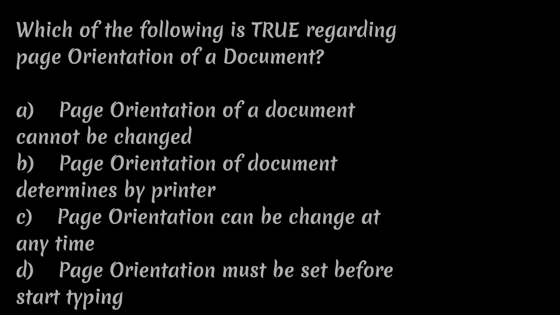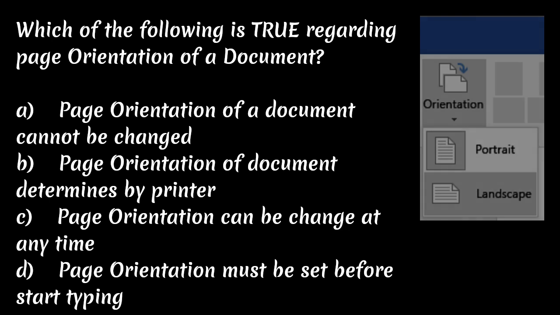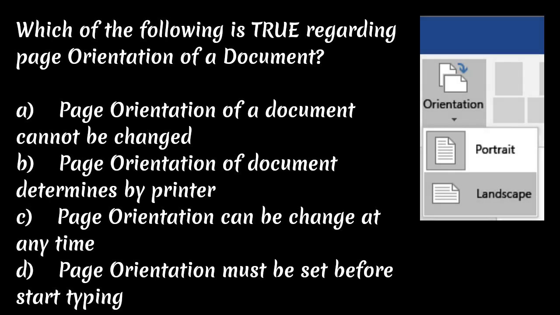Question 6. Which of the following is true regarding page orientation of a document? A. Page orientation of a document cannot be changed. B. Page orientation of document determines by printer. C. Page orientation can be changed at any time. D. Page orientation must be set before start typing. Answer C. Page orientation can be changed at any time.